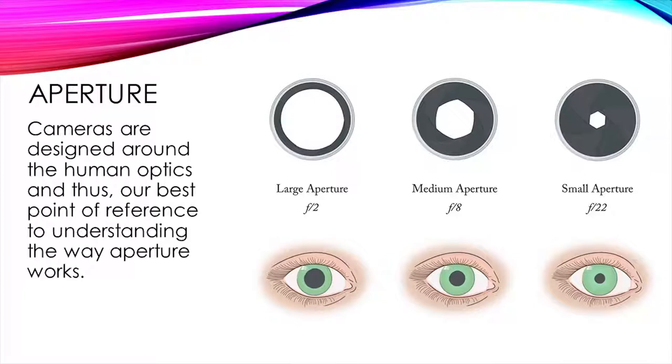If you need more light to come into your camera, that is, you do not have enough light to produce an image, you open up your aperture. And if you need less light, you do the opposite, which is closing up your aperture.